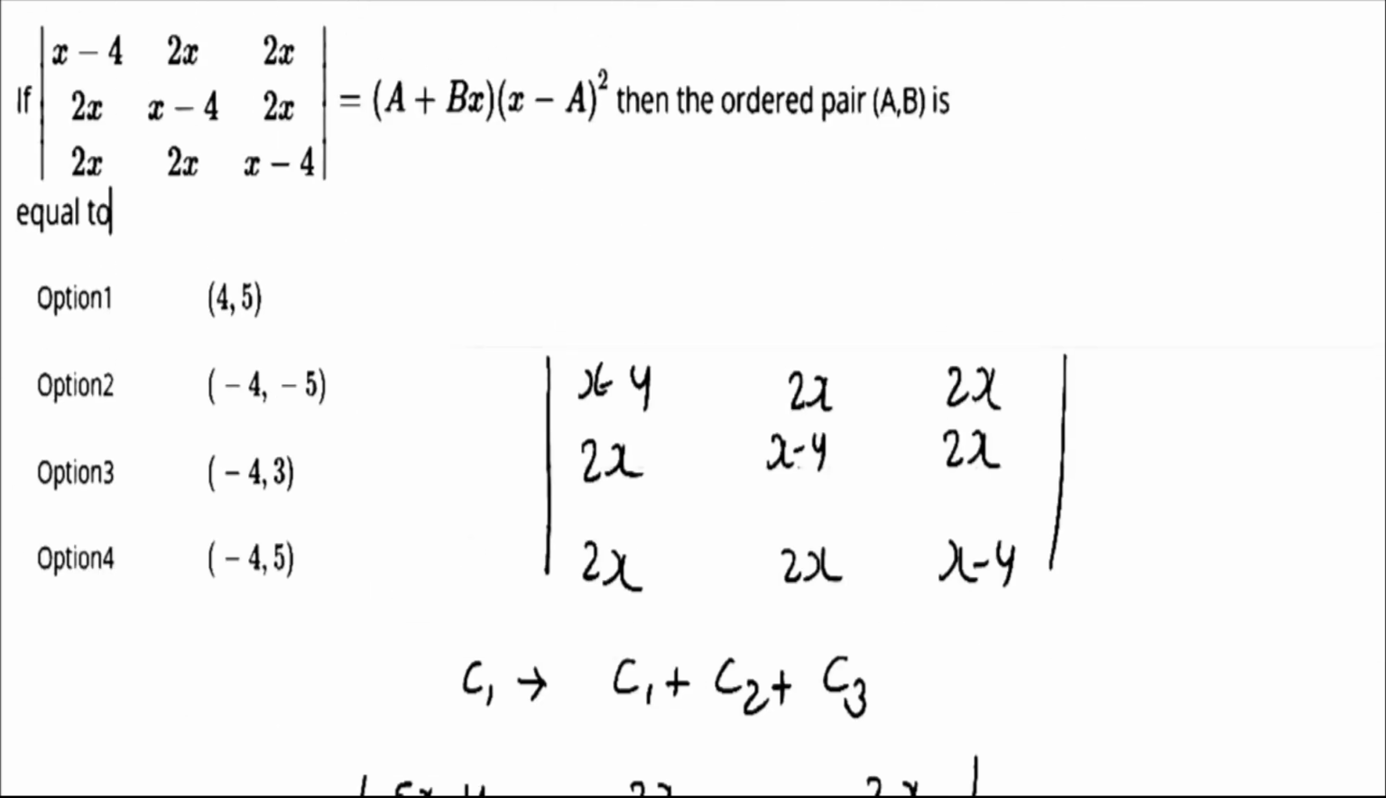Now just come back to the options and see in the options. Option 4 is minus 4 comma 5. So our option 4 is correct.